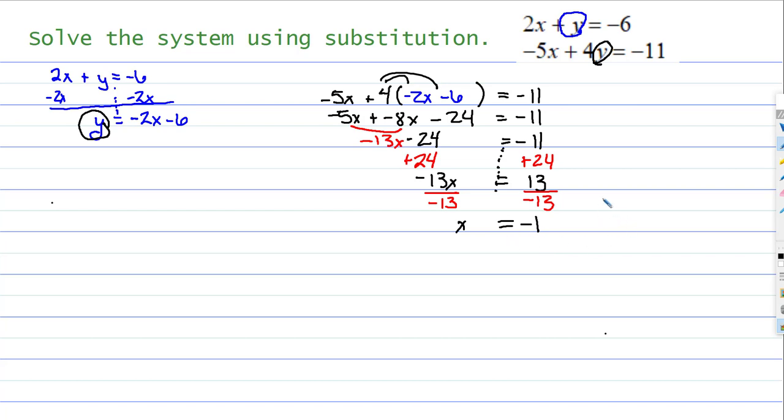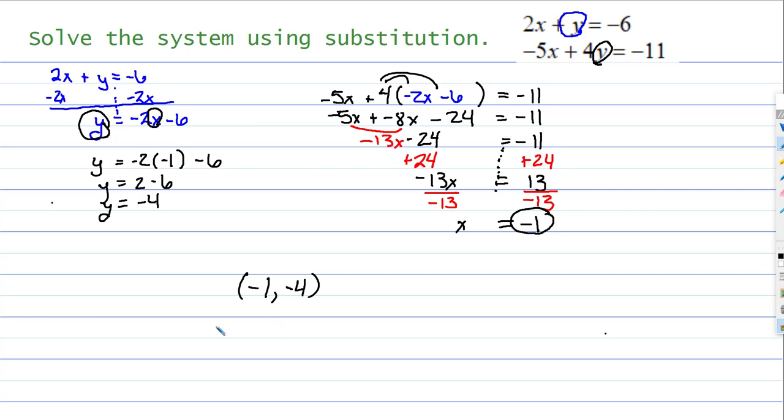We talked about yesterday that these lines are going to meet at an ordered pair. So we have an x. We need to find out what the y is. So we're going to take that -1 and plug it back in for the x. So y is equal to -2 times -1 minus 6. So 2 minus 6 is -4. y is equal to -4. So my ordered pair, or my solution, is -1, comma, -4. And this makes sense. We can plug it into both equations and it will become true.